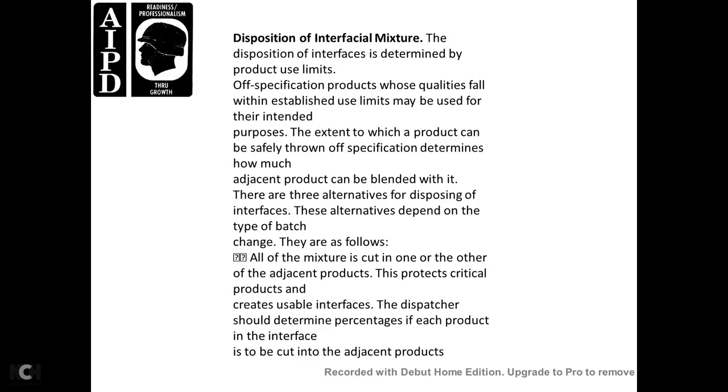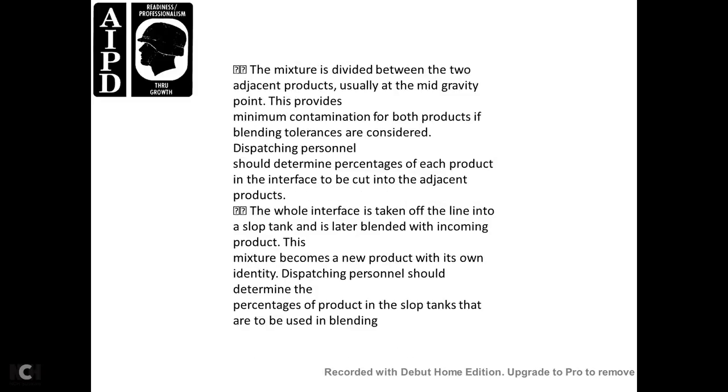The dispatcher should determine the percentage of each product and the interface that is to be cut into the adjacent products. Make sure it is divided between the two adjacent products, usually at the mid-gravity point, which provides minimum contamination for both products. Blending tolerances are considered. Dispatch personnel should determine the percentage of each product in the interface to be cut into adjacent products.